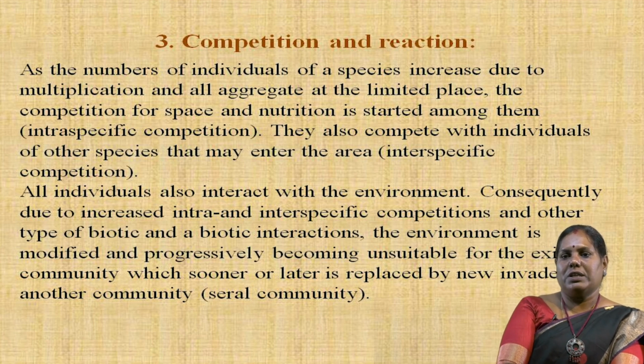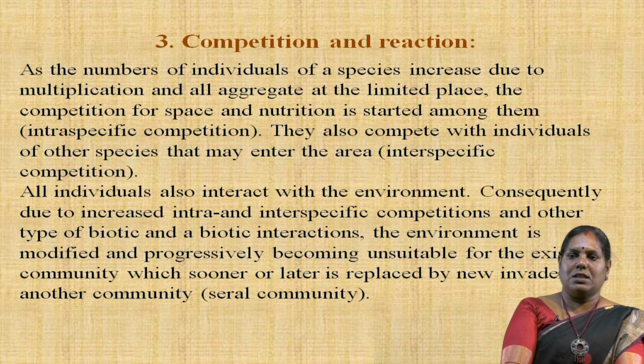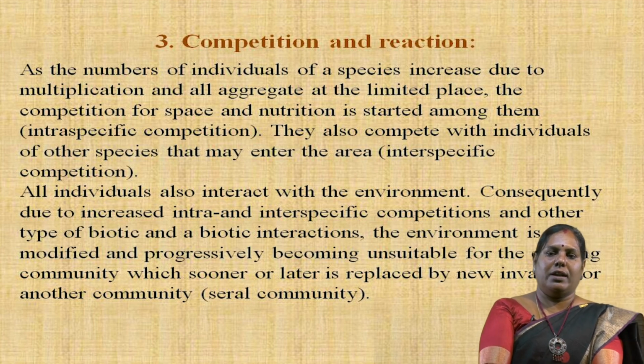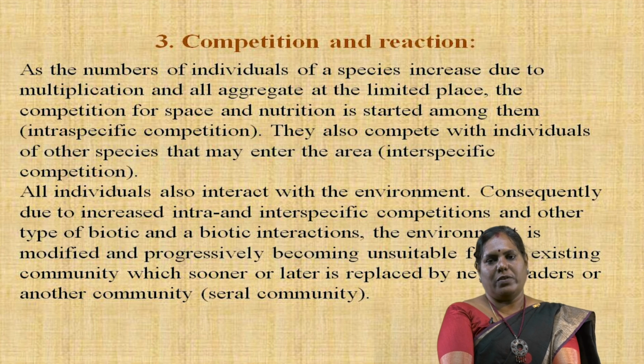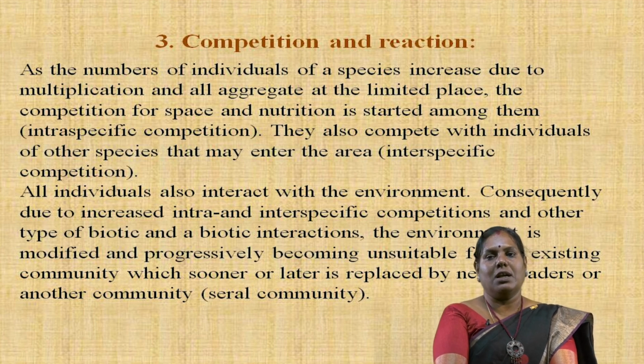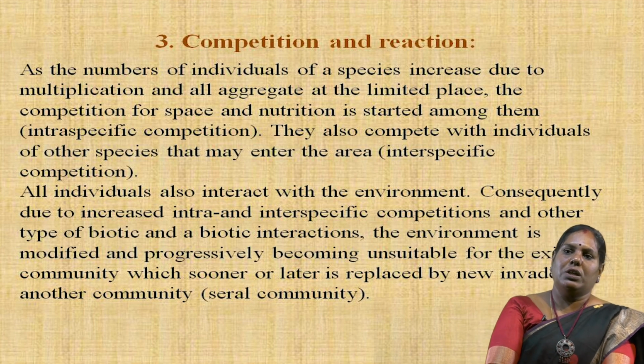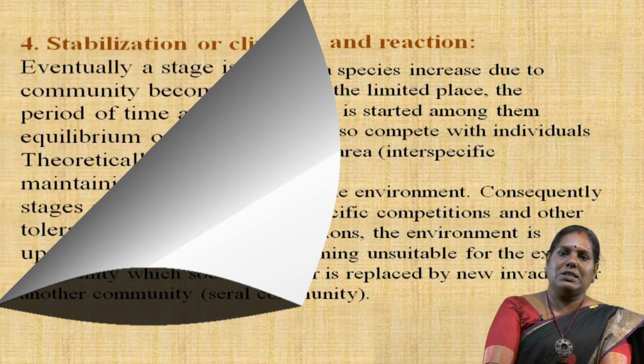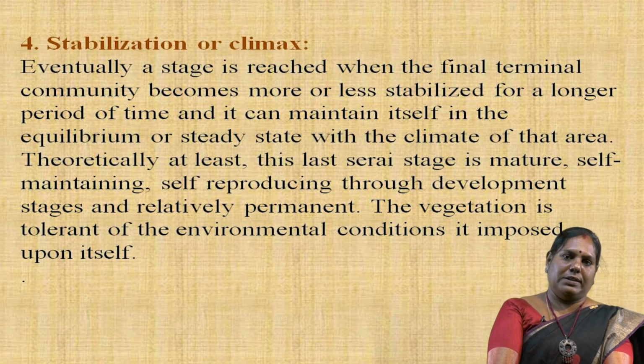All individuals also interact with the environment. Consequently, due to the increase in intraspecific competition and other types of biotic and abiotic interactions, the environment is modified and progressively becomes unsuitable for the existing community, which sooner or later is replaced by new invaders or another community. So, here one community is replaced by another community, which is known as a seral community, due to the competition reaction. The fourth stage is stabilization or climax.